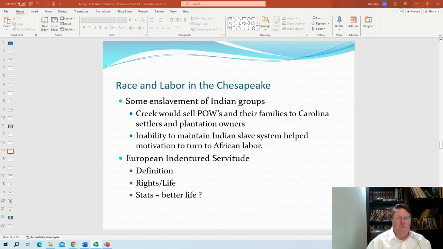In colonial Virginia, three-fourths, 75% of indentured servants are men, because again, the purpose of indentured servitude is mainly agricultural labor. So you want healthy, young, large, strong men to perform the agricultural labor.